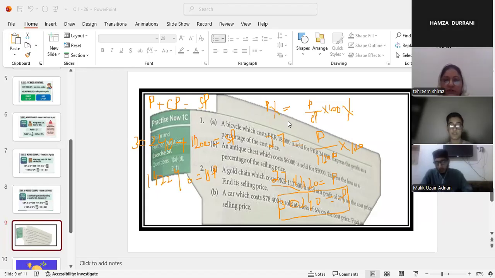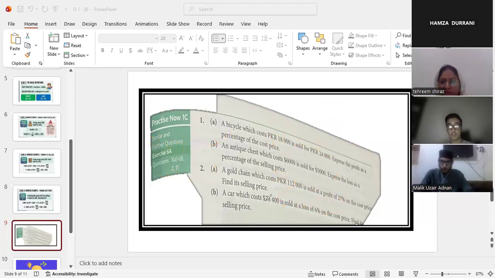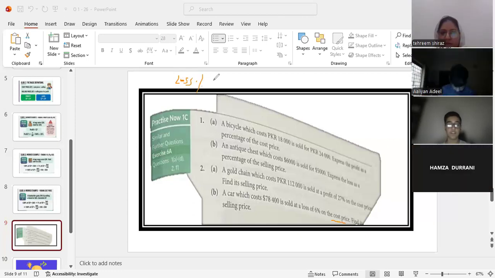Okay, now the next part is a car which costs 78,400 is sold at a loss of 6% on the cost price. Find the selling price. The question is very simple. We first calculate the loss, then we will have our sales price. We knew that the loss percent is equal to loss over the cost price multiply 100%.